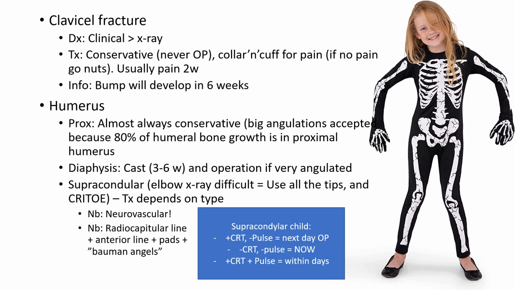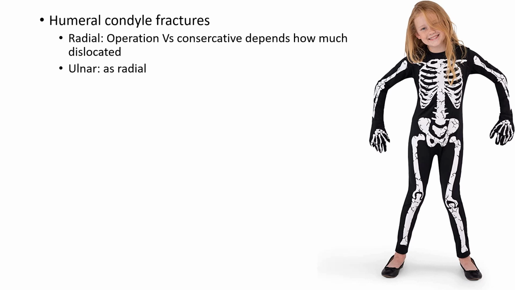Also, when we went through all of the tips for looking at elbow X-rays, that can be quite tough, even in the adult, but especially in the child, because they have all of these ossification centers. All right, moving on. Humeral condyle fractures. Whether or not they're operated on depends on the amount of dislocation.